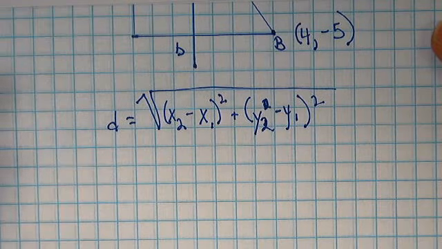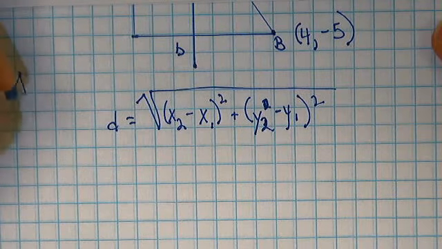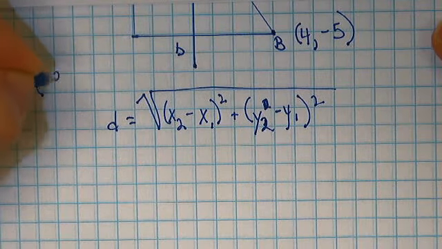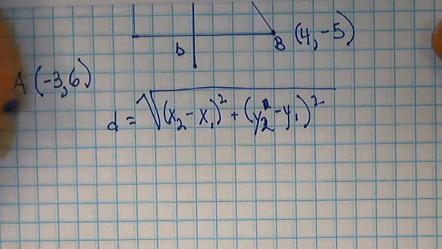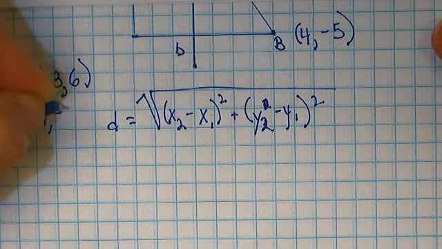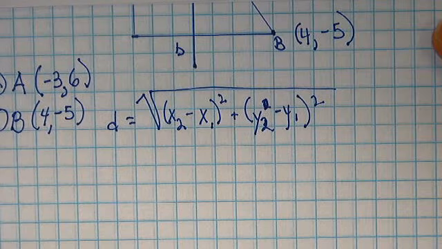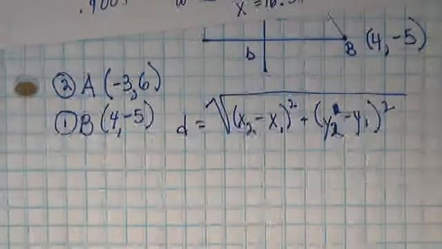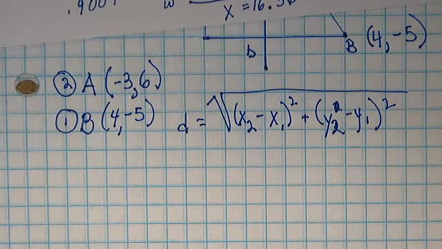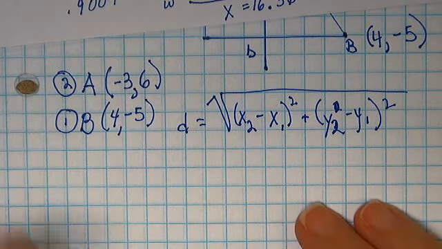We remember that our points were point A (-3, 6) and point B (4, -5). I'm going to make A be point 2 and B be point 1. Can I do it either way? Well, of course I can. If it doesn't work both ways, it's a bad formula.